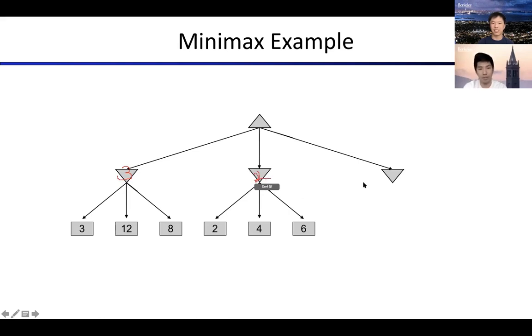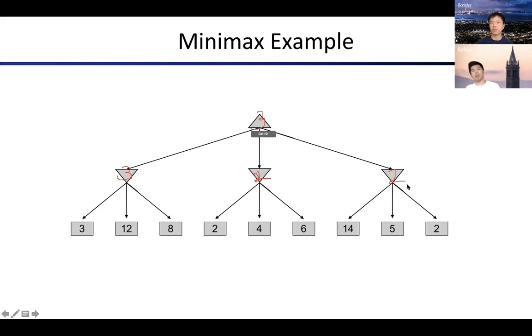So then we look at the third possible outcome for the minimizer. It's going to be 14, 5, and 2. What's the minimizer going to pick here? 2. So now we have all the successors of this maximizer node computed. What's going to be the value here? They're going to take the max over the 3 values and return 3.